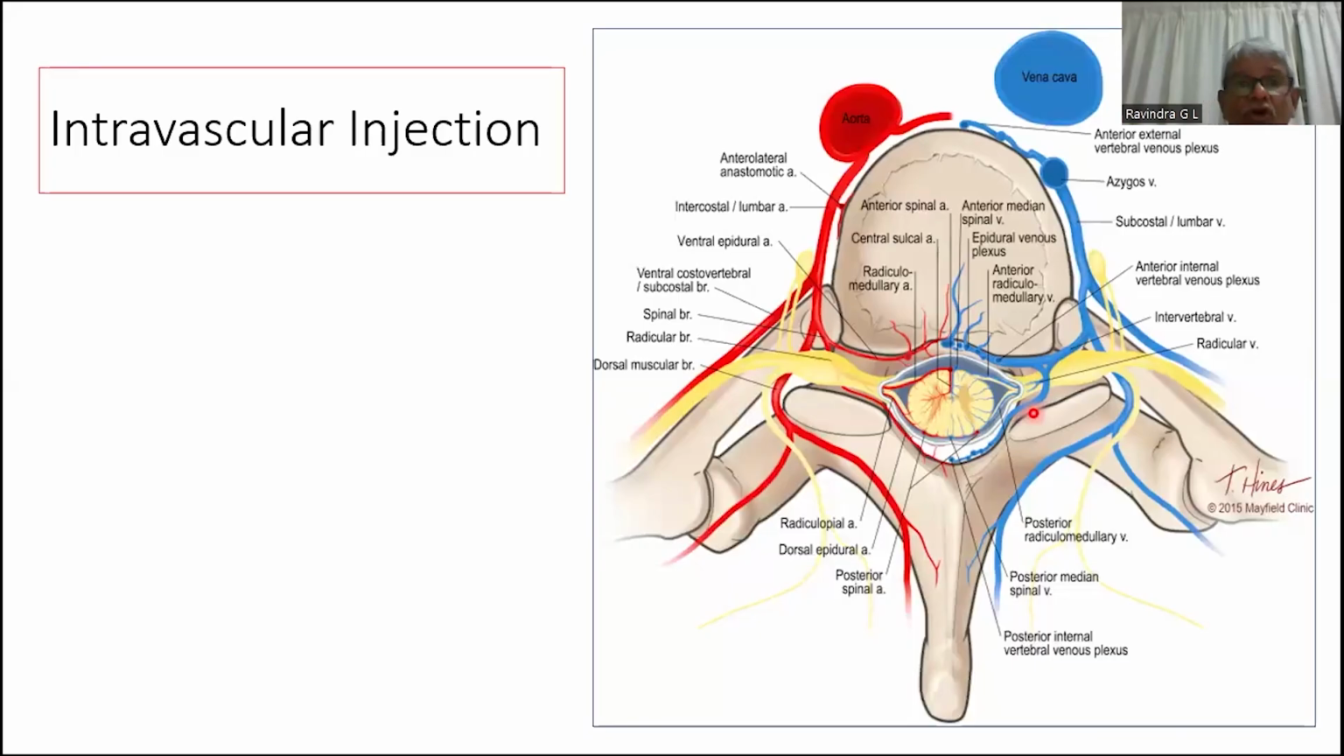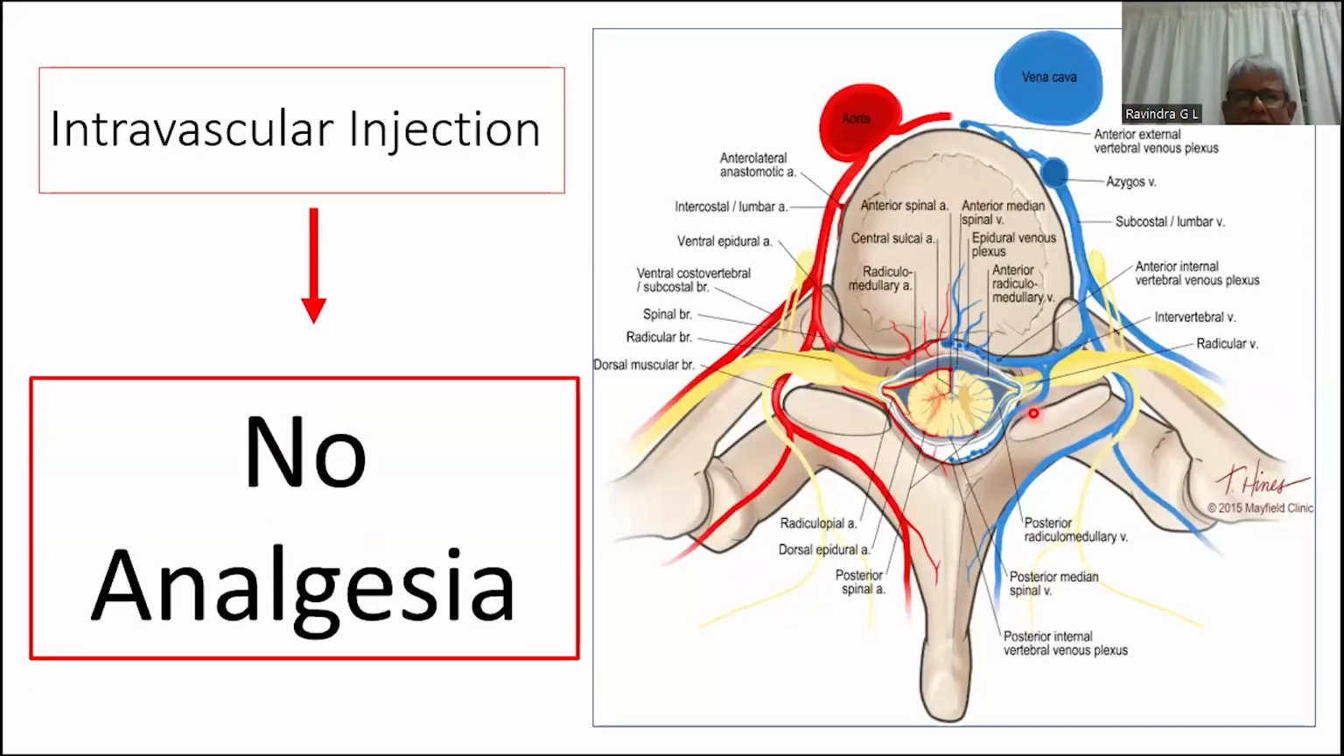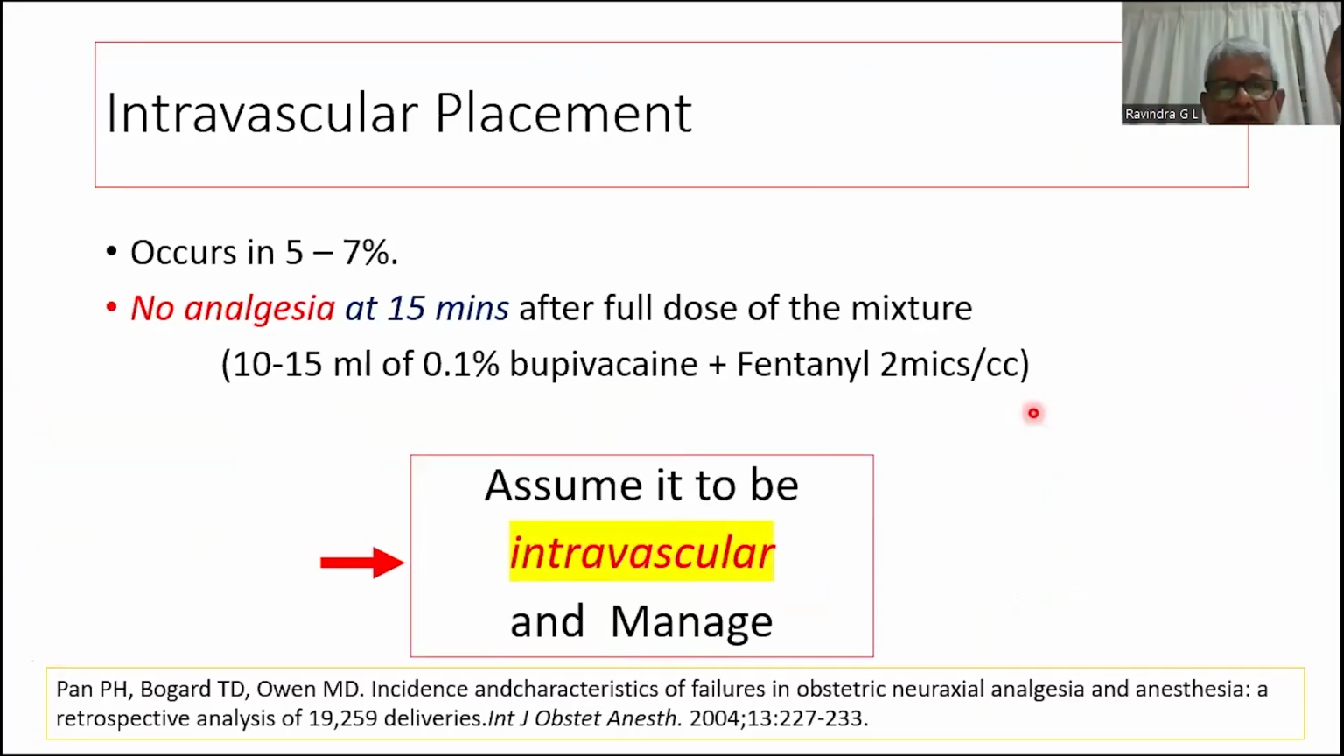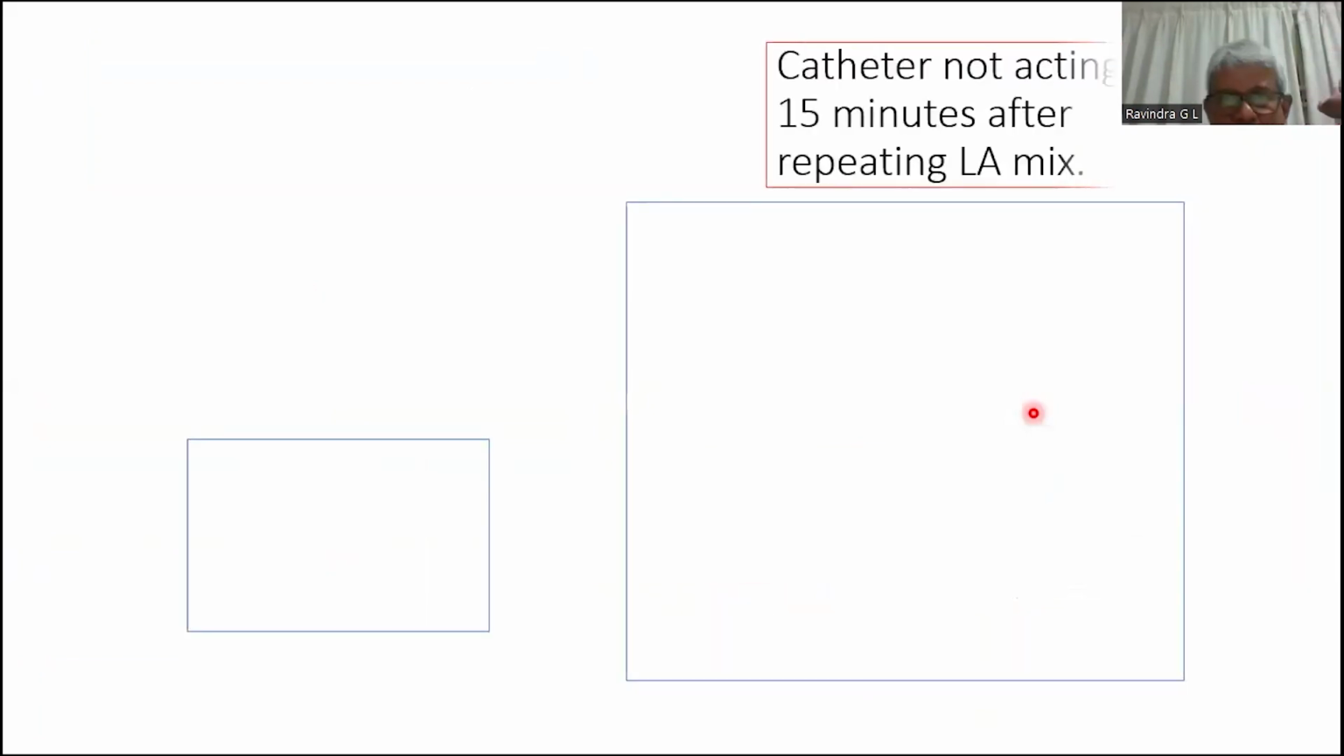So, in total epidural failure, the most important reason is intravascular placement. No analgesia is the most striking feature in intravascular placement of the epidural catheter. So, if there is no analgesia at 15 minutes after full dose of the mixture, whatever mixture that you are giving, assume it to be intravascular and manage it as an intravascular catheter. Now, how to manage the intravascular catheter? I'll come to that now.